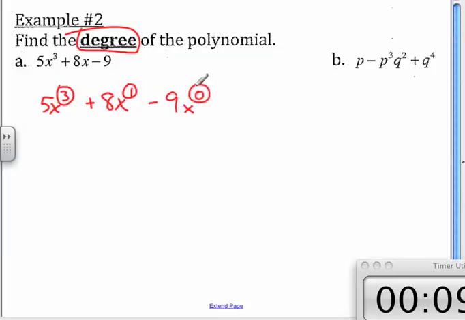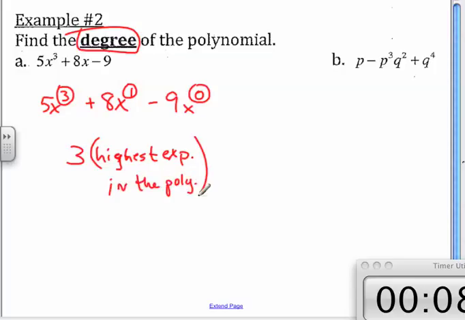Now, what I want to do is compare the exponents of each of these terms. What's the highest exponent that shows up? In other words, what's the highest degree, Alfredo, that shows up in the terms? 3. So the degree of this polynomial is 3. It's the highest exponent. I'm sorry, I'm putting highest exponent in the polynomial. All right?